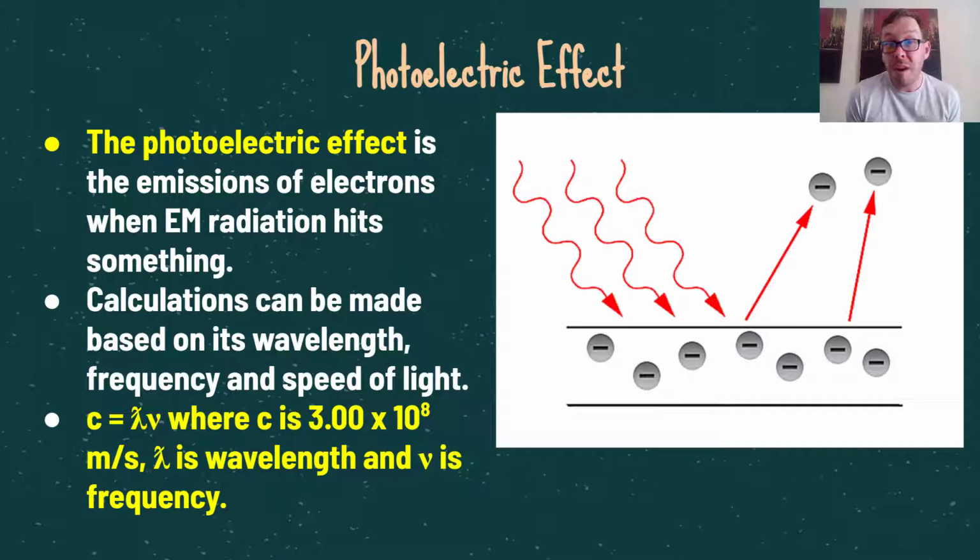We can utilize these variables in order to calculate the amount of energy, the wavelength, frequency, etc. So here we have an equation where c equals lambda nu, where c is 3.00 times 10 to the 8th meters per second. Lambda is your wavelength, and nu is your frequency. So we can just simply take one of those variables, plug it in, and be able to solve for that.